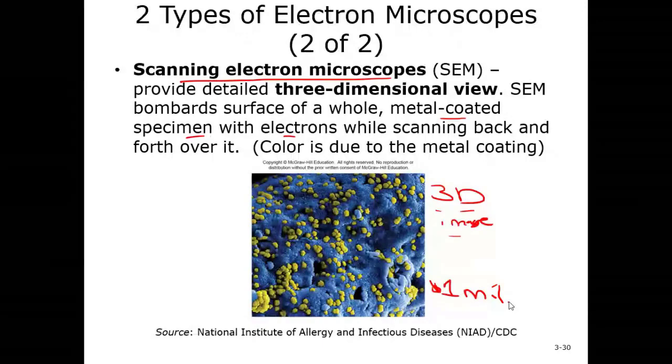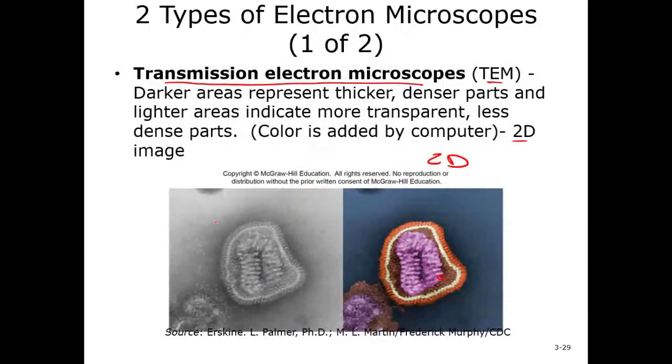By the way, in the textbook, you'll see a lot of these really wonderful images that are taken by an electron microscope, but in real life, they are black and white. When you look at them under the microscope, they are colorless, but the color gets added in afterwards. So that's all manipulated. It's added by a computer.